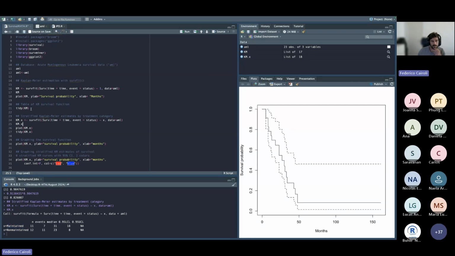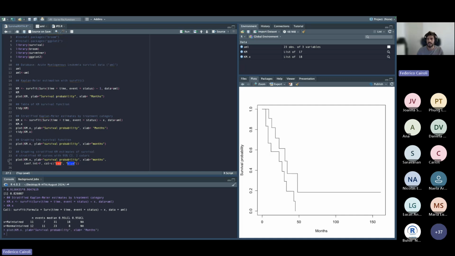So let's do the same as we did before. We are going to replicate the plot here, but instead of using km, which was the information for the whole data set, we are using km.x stratified by treatment category. We run this, and you're going to see that we now have two different Kaplan-Meiers, one for the treatment arm and the other one for the control group.